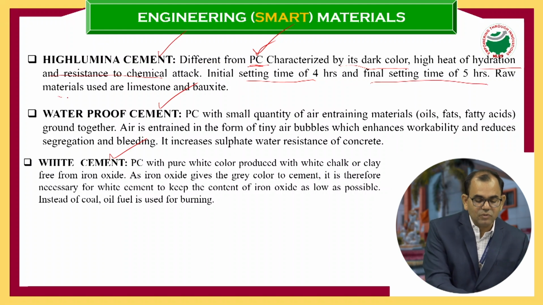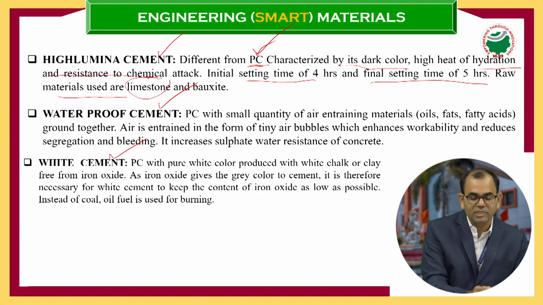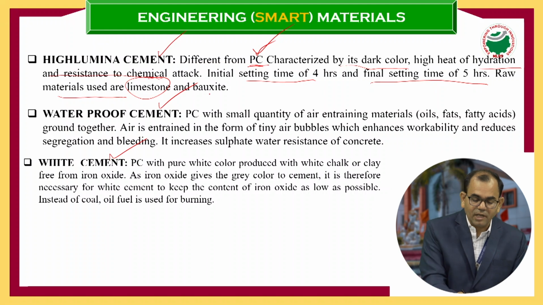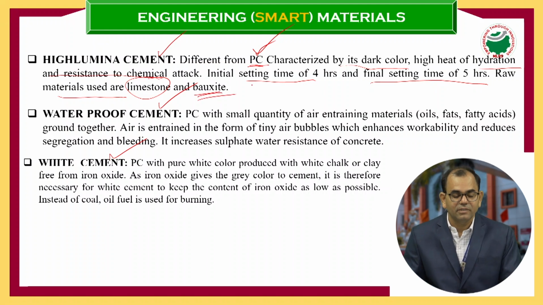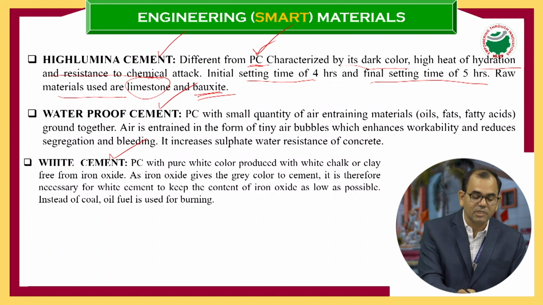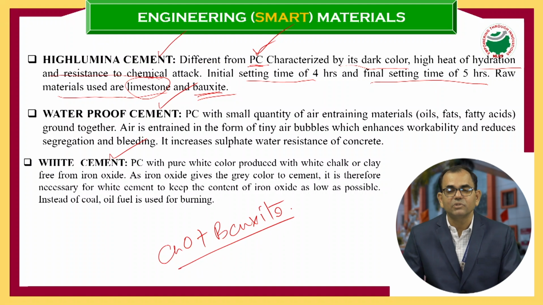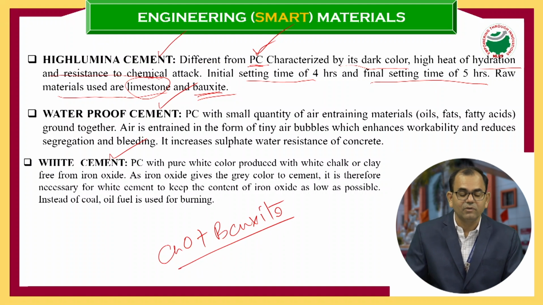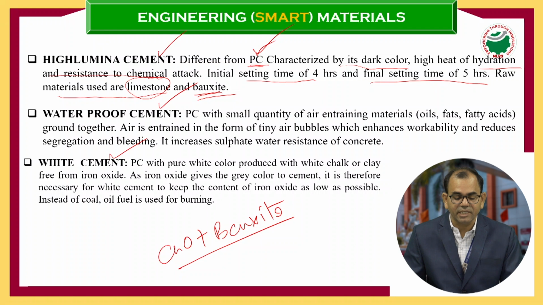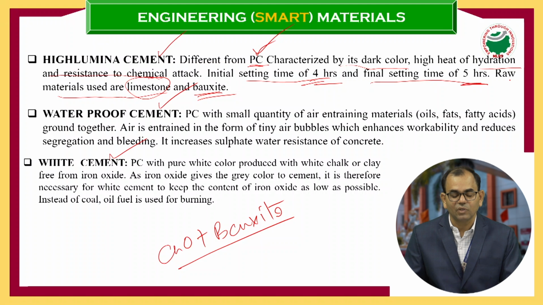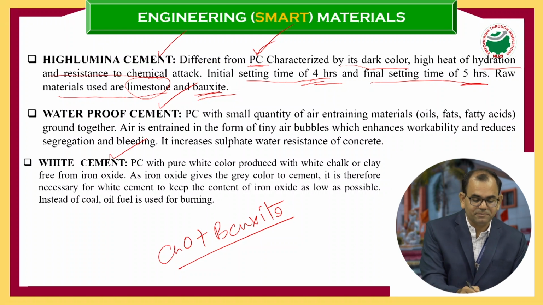The raw materials used are limestone. Limestone is nothing but calcium oxide. Okay, and another raw material is bauxite. What are we using in high alumina cement? Limestone, calcium oxide, plus bauxite. This is the composition in the high alumina cement, and its setting times are from 4 hours to 5 hours. Okay.